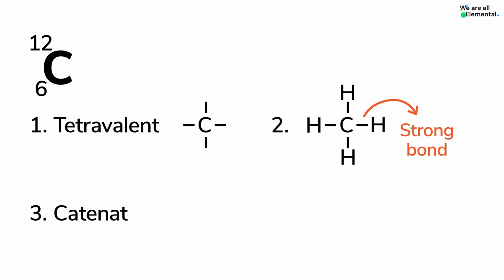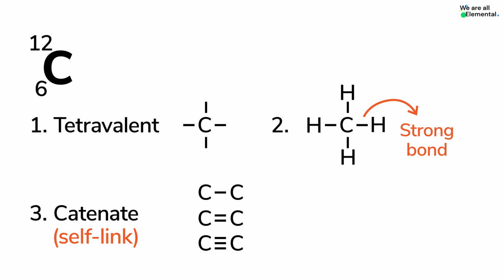Carbon can also catenate, that is, it can self-link. It forms long chains of strong C single bond C or double bond between two carbons or even triple bond.